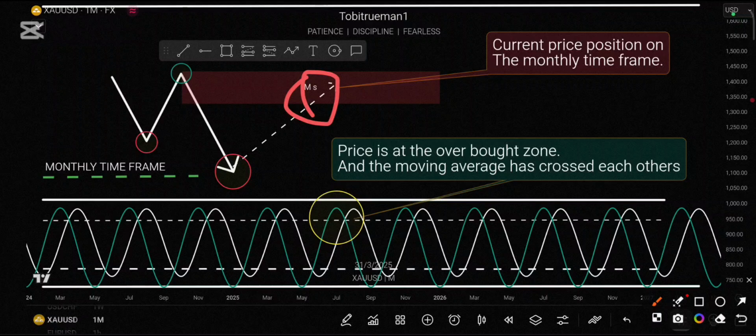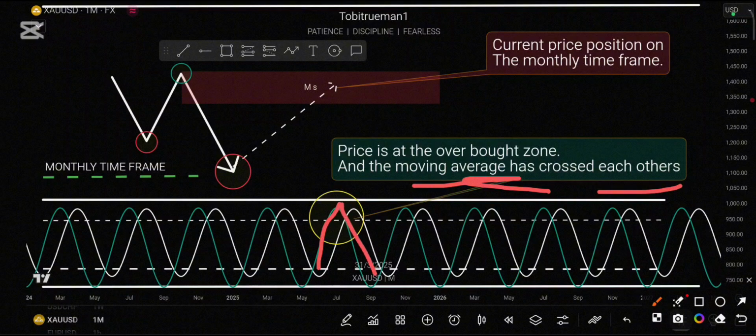Second thing, we are going to use our oscillator, this stochastic oscillator here. By the time price gets to this monthly supply zone, you can see that price is in the overbought zone and the moving averages have crossed each other. This moving average of the green has crossed the red, the green has crossed the white, indicating that this supply zone on the monthly time frame is going to hold.